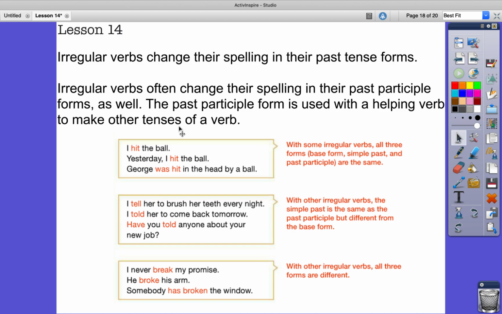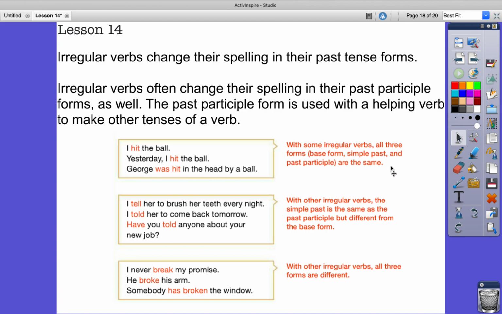So again, to review, irregular verbs change their spelling in their past tense forms. Irregular verbs often change their spelling in their past participle forms as well. The past participle form is used with a helping verb to make other tenses of a verb. Let's look at some examples. I hit the ball. Yesterday I hit the ball. George was hit in the head by a ball.